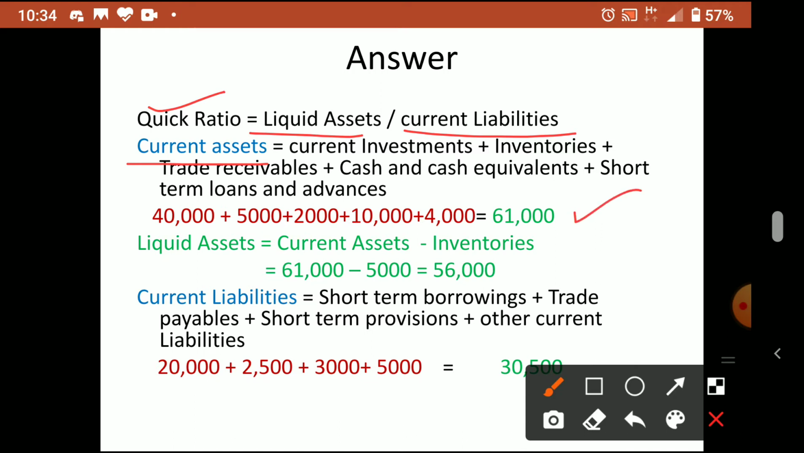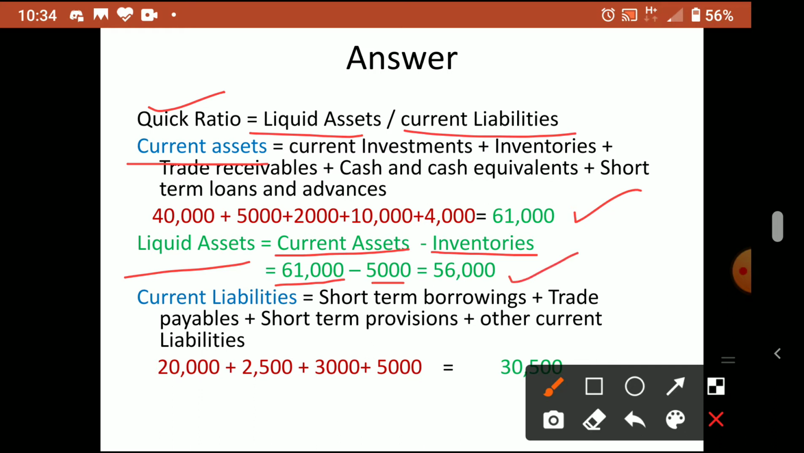From 61,000, this is current assets. We want liquid assets. So how to calculate liquid assets? We can minus the inventory. From total current assets you minus inventories, so you will be getting liquid assets. Current assets 61,000, inventories in the question 5,000, so your liquid assets is 56,000.